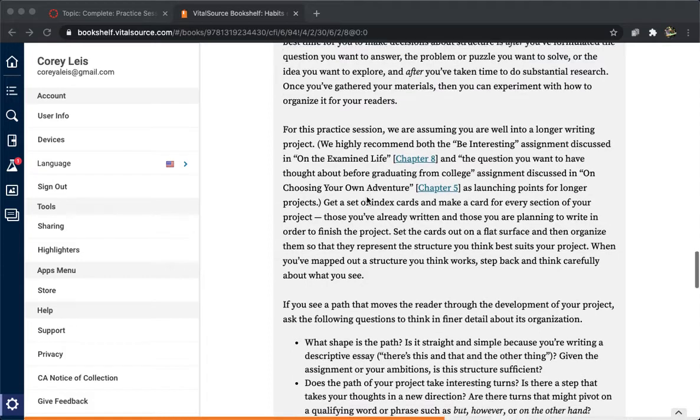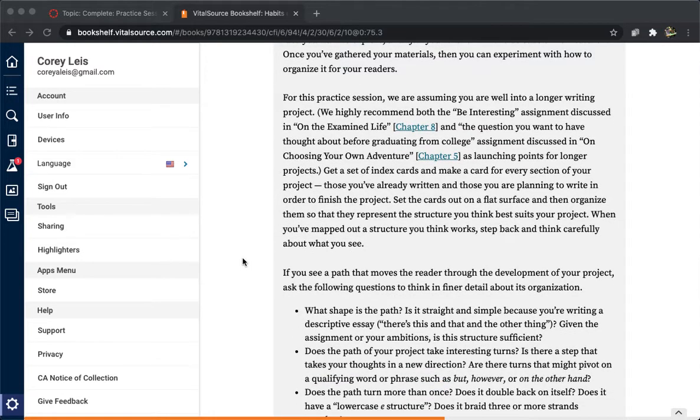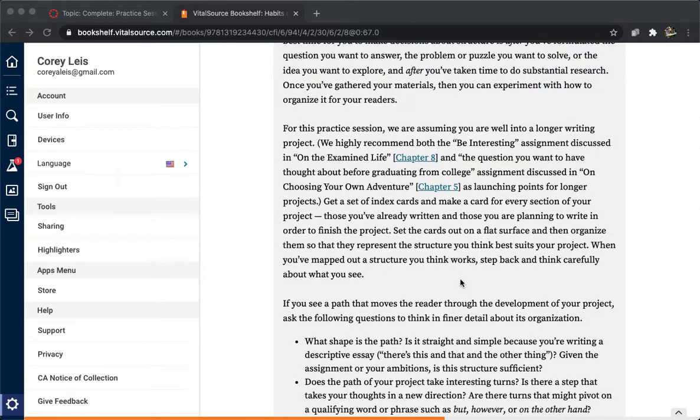We're, of course, working with our own essay project, but feel free to check those out if you'd like. Get a set of index cards and make a card for every section of your project, those you've already written, and those you are planning to write in order to finish the project. Set the cards out on a flat surface and then organize them so that they represent the structure you think best suits your project. When you've mapped out a structure you think works, step back and think carefully about what you see. So let's stop and let me comment on this a little bit.